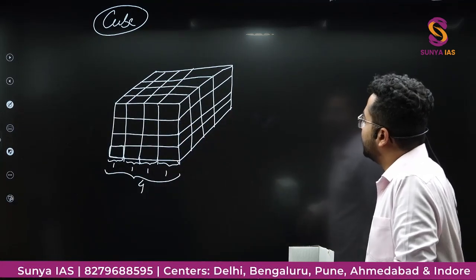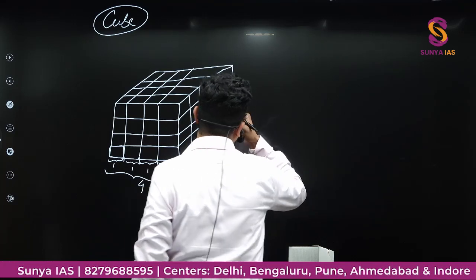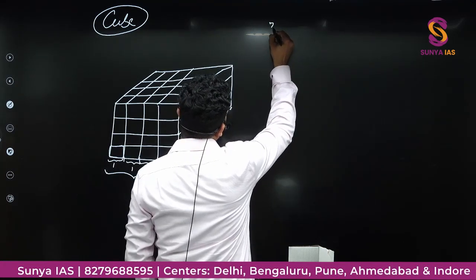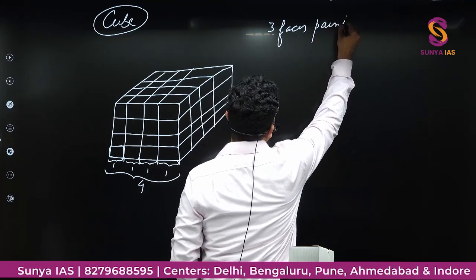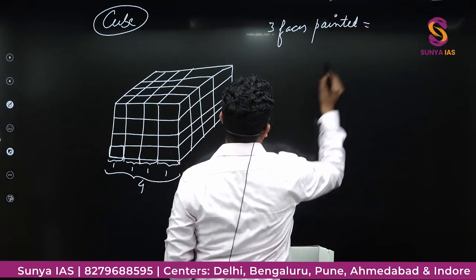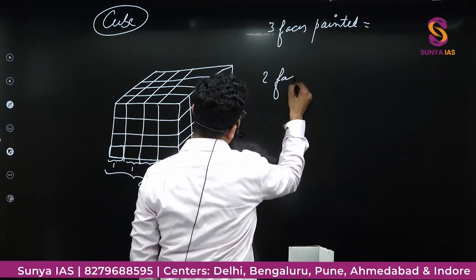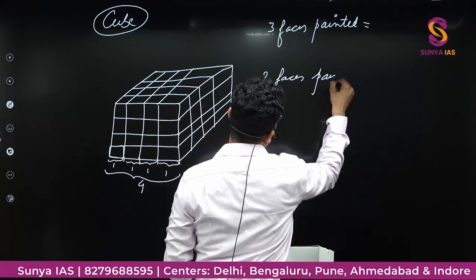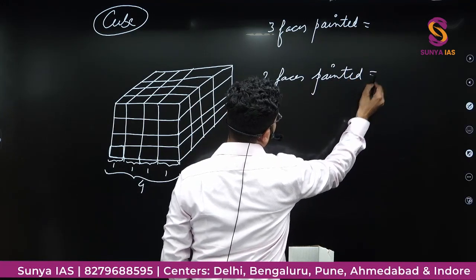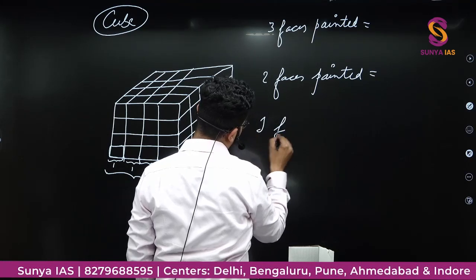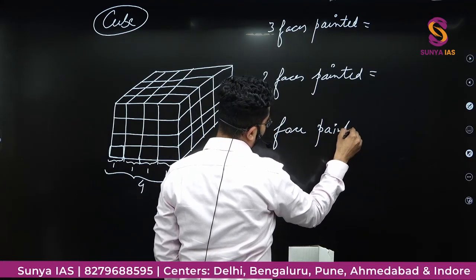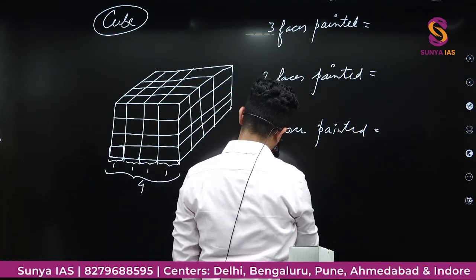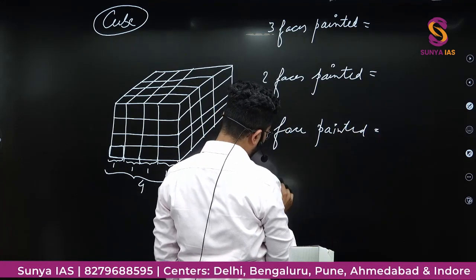Now I'm asking how many cubes are there whose 3 faces are painted, 2 faces painted, 1 face painted, and no face, or not at all painted.